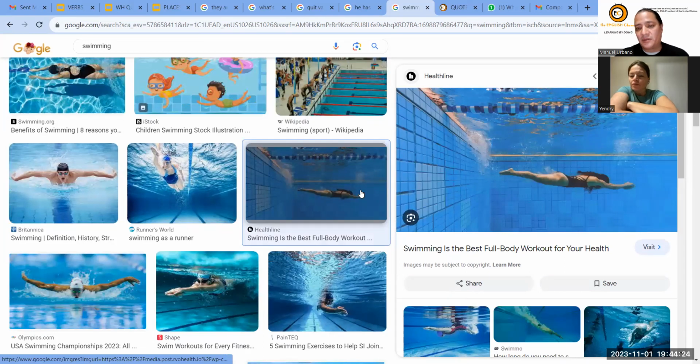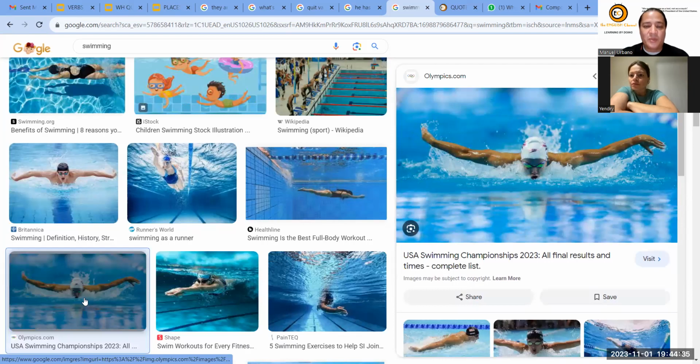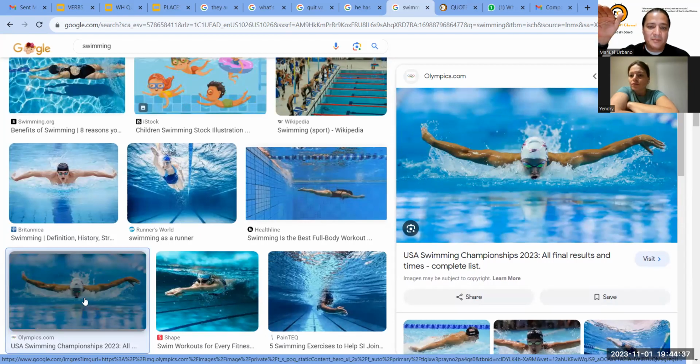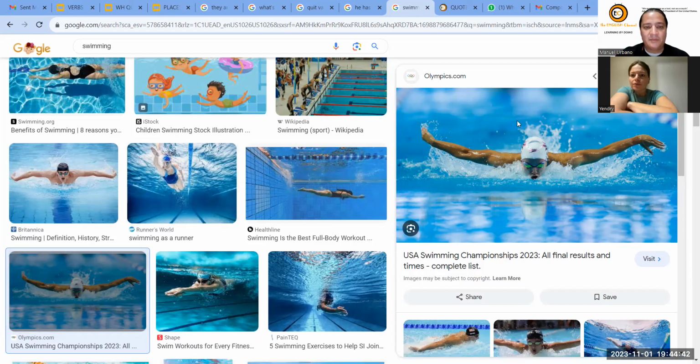Now this one, we're going to say that she is swimming underwater. She is swimming above water. He is swimming above water. Very good.